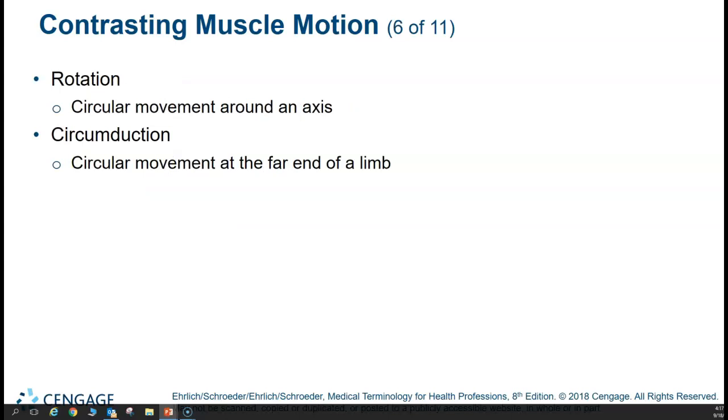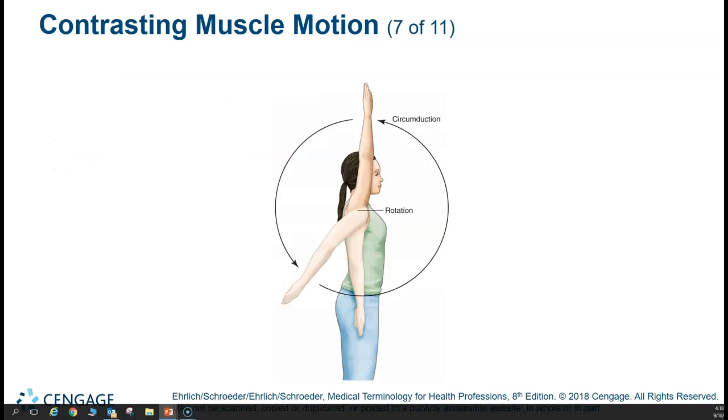Rotation is a circular movement around the axis, where circumduction is a circular motion at the far end of the limb. And I think this picture will help you. So as we look here, this is rotation where the axis is. Circumduction is here out at the outside.